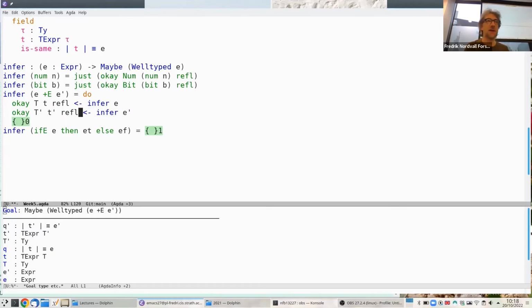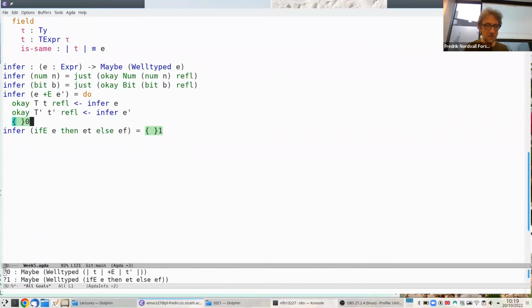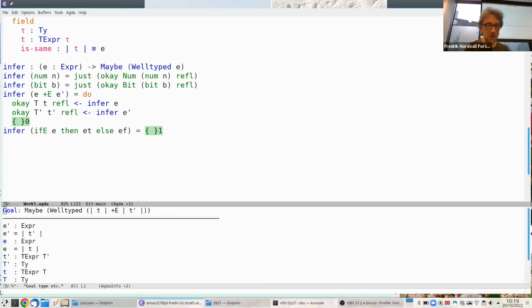So I instead refine my pattern variable Q to the constructor REFL. And now we'll see what we are after. Now we want maybe well-typed erasure of T plus erasure of T prime. So this used to say E and this used to say E prime, right? Before we pattern matched on the REFL, which said that they were really equal. Okay. So now I'm hoping I can learn to do the where trick.